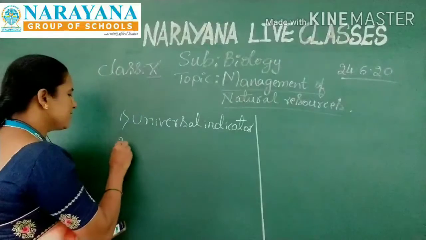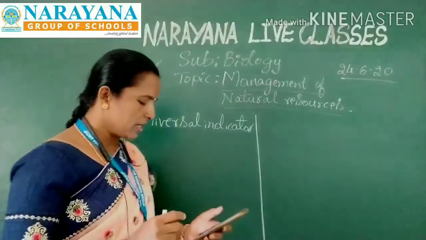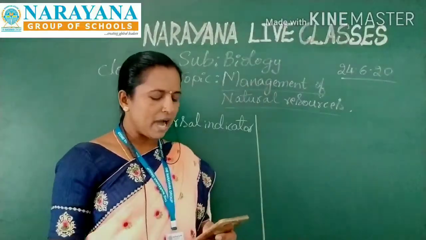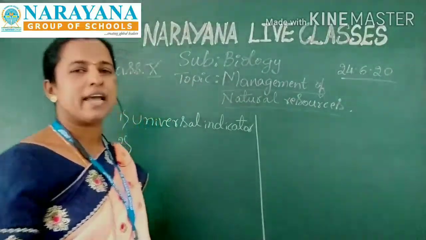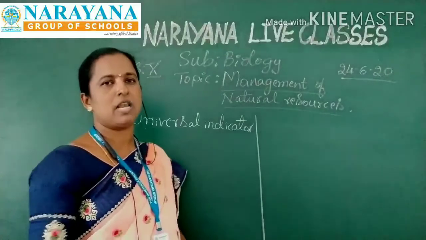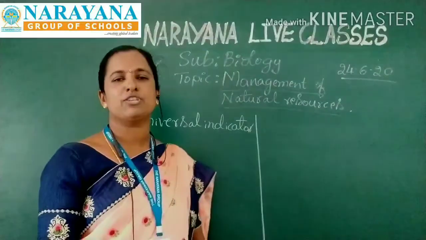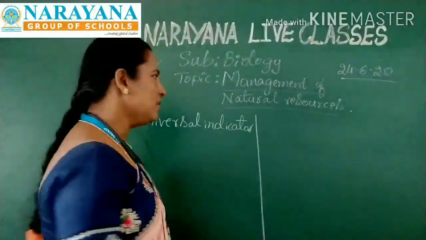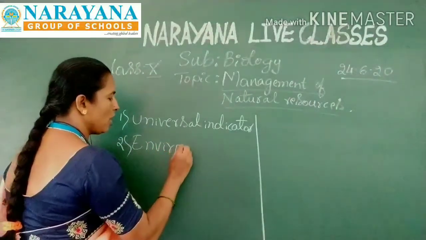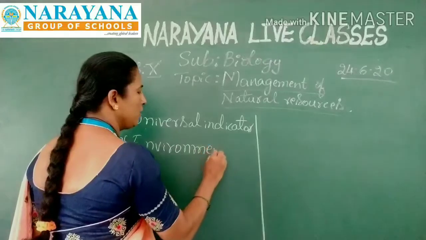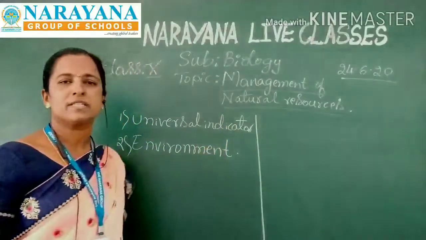So let us go for the second question. Second question is, the 3 R's save the dash. As we know the 3 R's, let us go for one more question based on that. 3 R's save the environment. Okay, that's the second question.